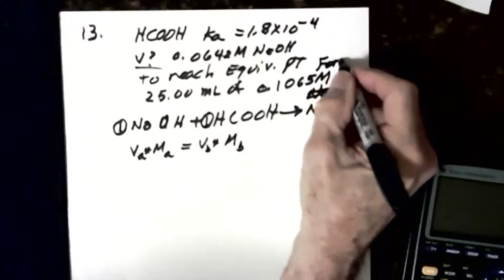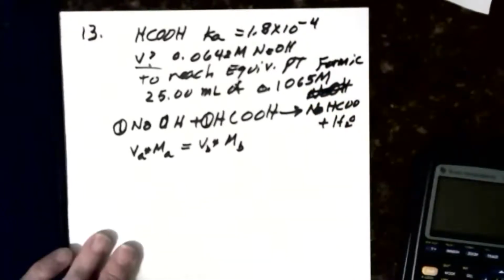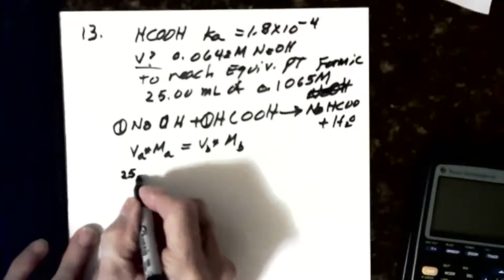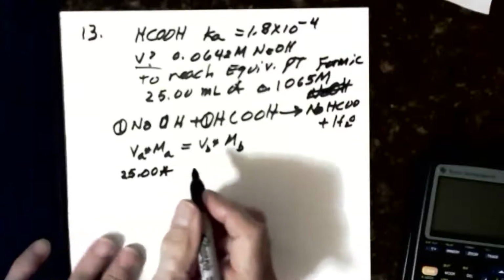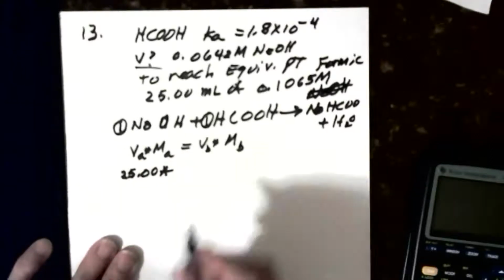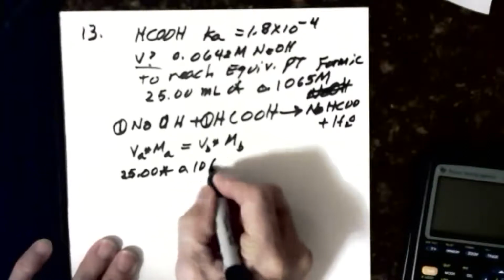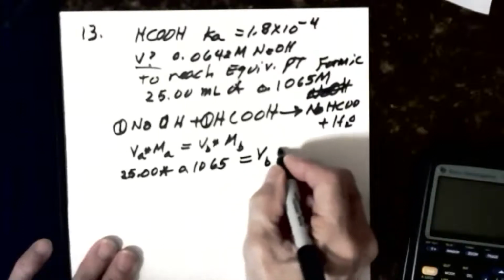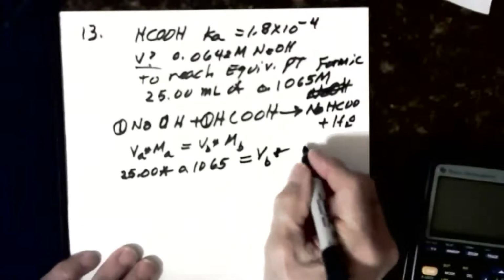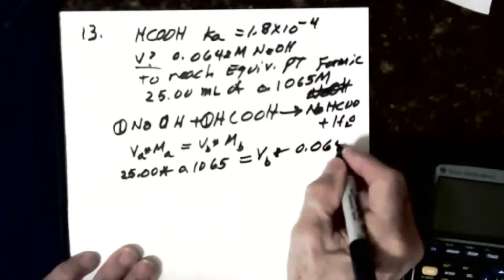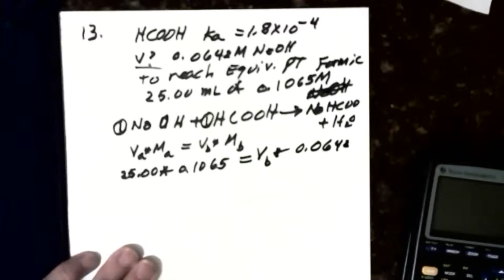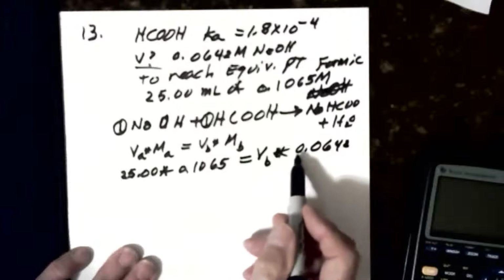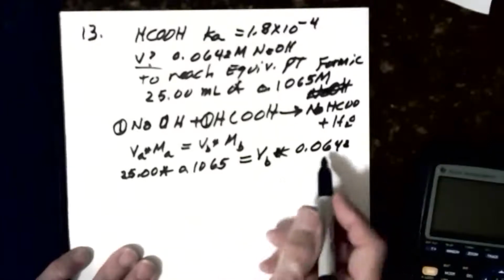Okay, all right. So the volume of the acid that we have is 25 milliliters, and the molarity of the acid is 0.1065. That has to equal the volume of base, and that's the point of the problem, times the molarity of the base, which is 0.0642. And so if I divide by the volume of base, I divide by 0.0642 to get it by itself.